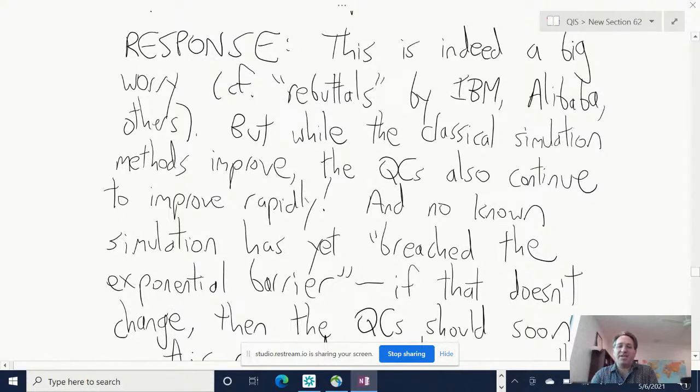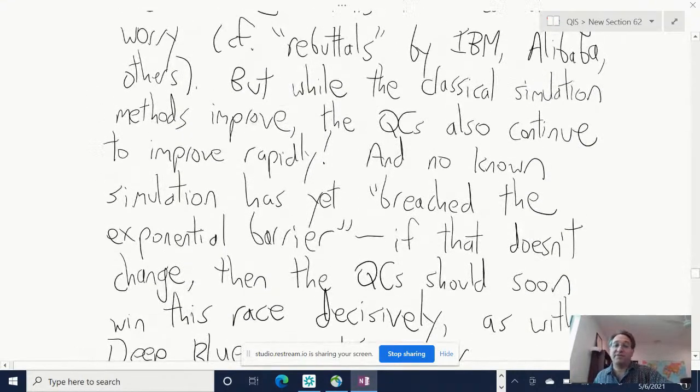Now the important point is that no classical simulation method is known yet that really breaches the exponential barrier, that does not have exponential scaling. And we've given some theoretical evidence that this is unlikely. And as long as that remains the case, then I would say that quantum computers are predictably going to win this race decisively, and do so within a matter of only a few years.